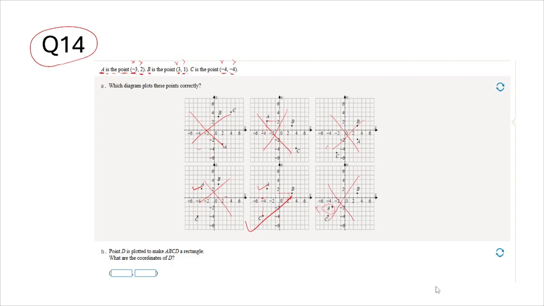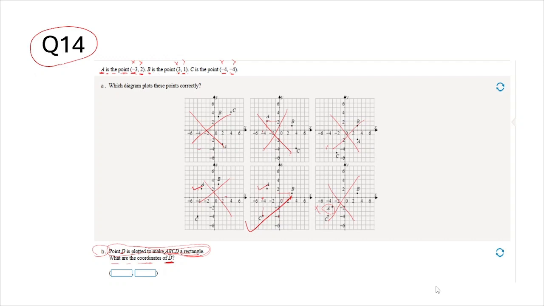Okay, now the next part. Point D is plotted to make ABCD a rectangle. This question has come many times. What are the coordinates of D? So where is the right figure? This one. He's saying here that ABCD is a rectangle.